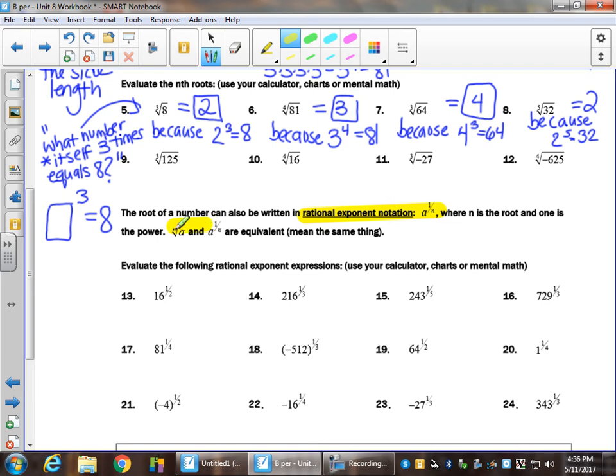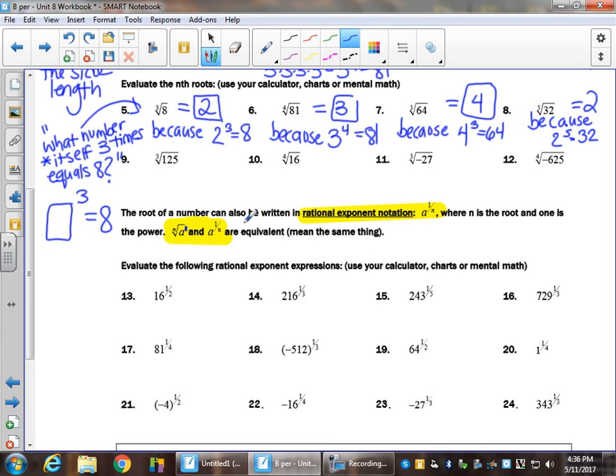So this right here is super important. This is how the notations match up to each other. I could actually help myself out even more and put a little a to the 1 right there. So a to the 1/nth. These are equivalent. They mean the same thing.